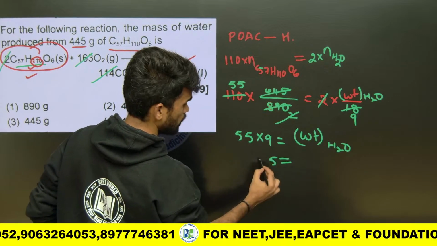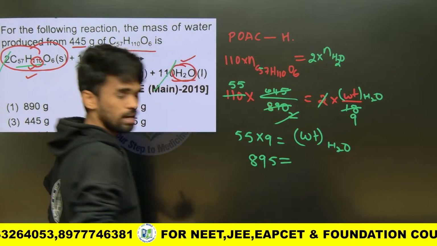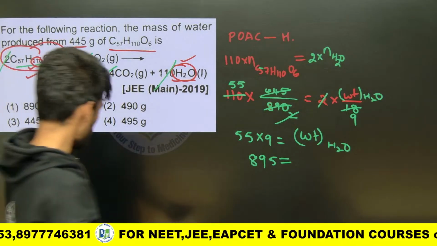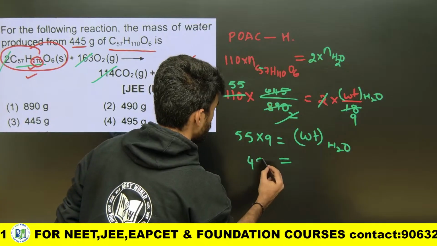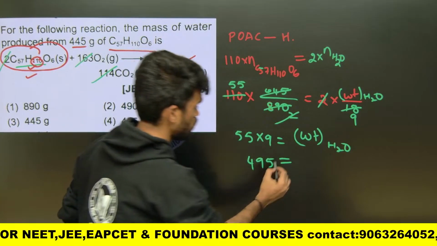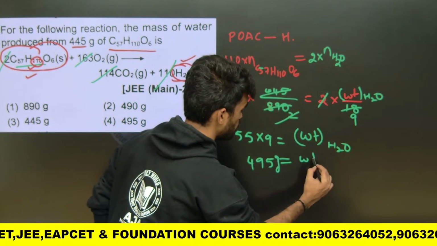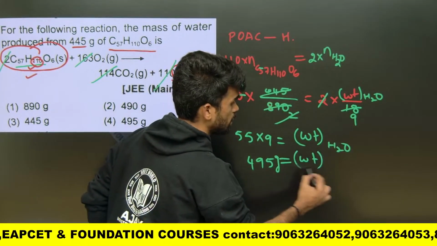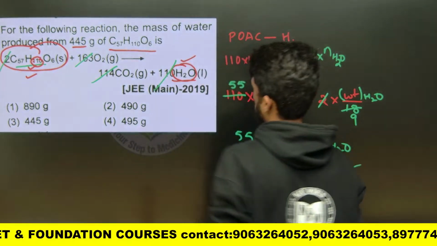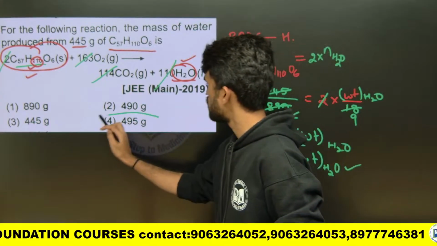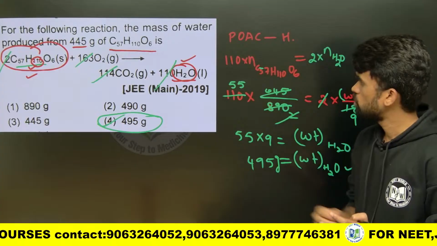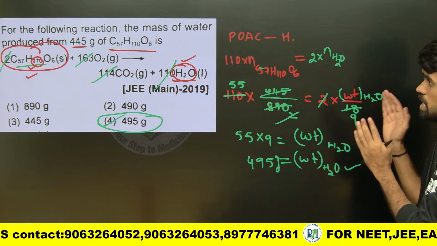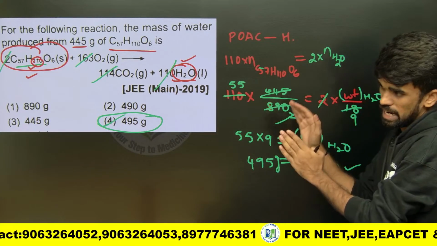So 495 will be your answer. So 495 will be the answer, or 495 grams of water is produced during this process. Okay, so you have here 495 as your answer. So that is what you need to apply. This is the POAC concept you need to do for this kind of questions.